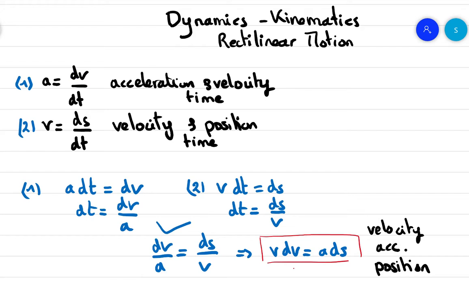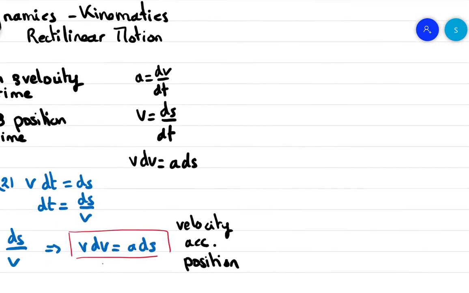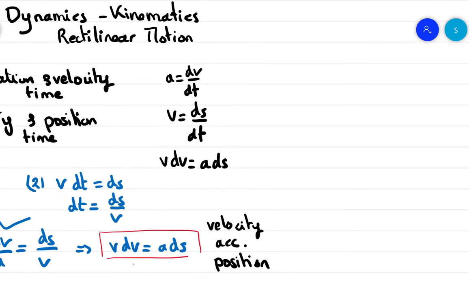Now, with those three formulas. So let me write the three formulas again, because I will switch to the right. So we have a equals dv divided by dt, v equals ds divided by dt, and the last one is v dv equals a ds. Okay. Now with those three formulas, which are the general formulas for any type of acceleration, velocity, and displacement, I will find the formulas for constant acceleration.